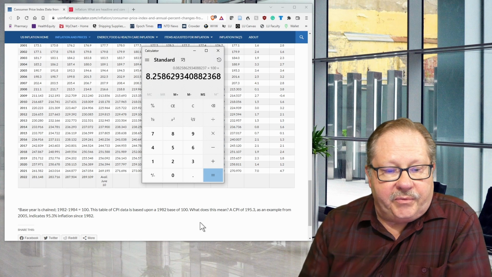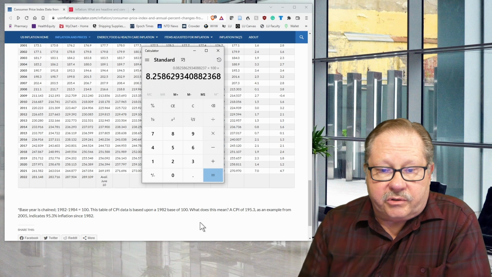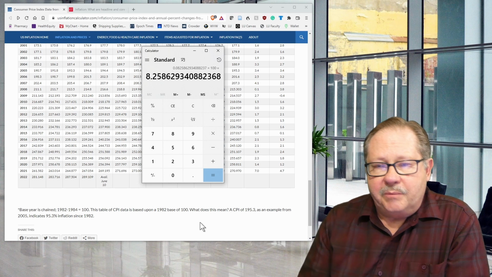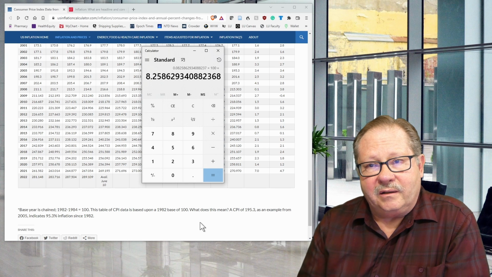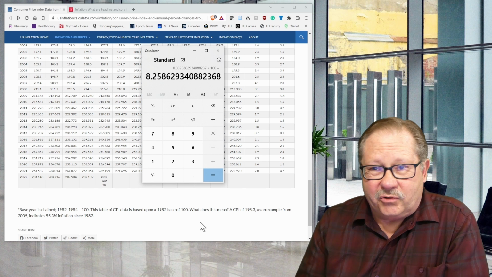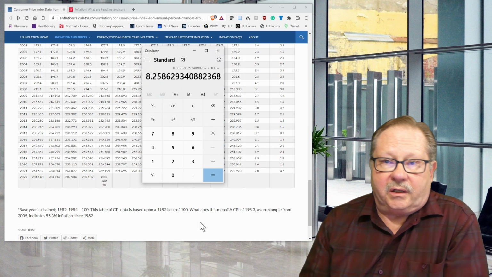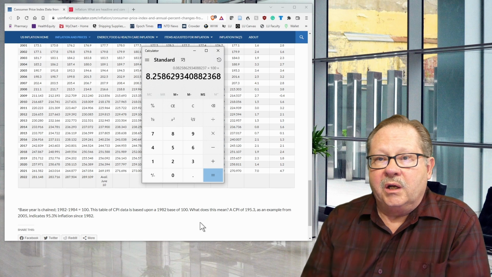So that is where I got a lot of this information. So that is how inflation is calculated. Now, 8.3% is pretty high. Everybody is complaining, of course, because we've enjoyed very low inflation historically for quite a long time. The economy has done really, really well.